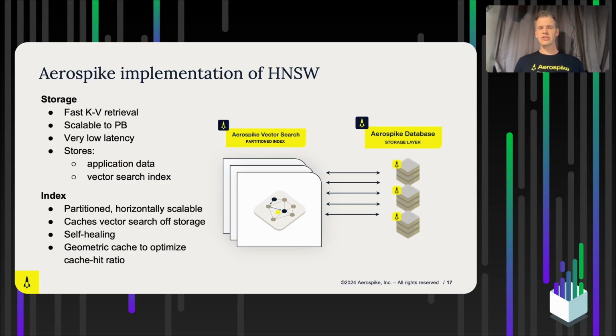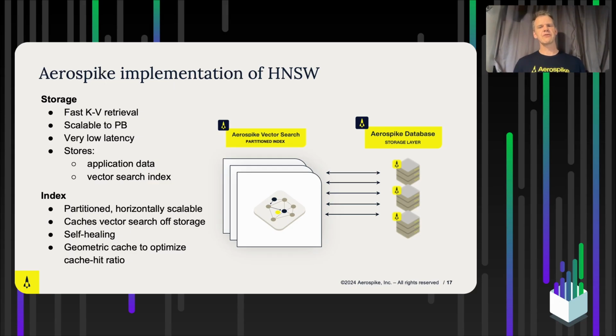The database itself will store the application data augmented with your vectors and the vector search index. Now, our vector search index is a cache layer on top of the Aerospike database. So you can see on my diagram, I've got two different components. One is that vector search, which is a partition index, and the other is the Aerospike database or the storage layer. That index is partitioned and horizontally scalable. So as you add more compute, your results get faster.